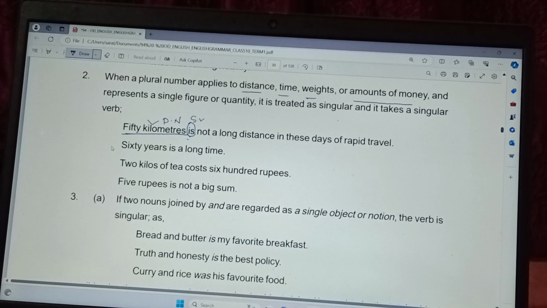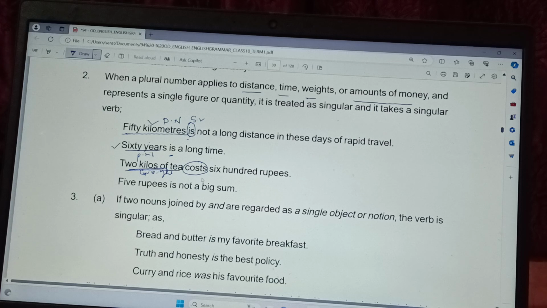Understand, guys? Next one. 60 years is always a plural number. So 60 years is a long time. So the plural number refers to a time, so we put a singular verb. 2 kilos of tea. That means 2 kilos of tea, guys, refers to weight. So a plural number refers to weight, so we put a singular verb.